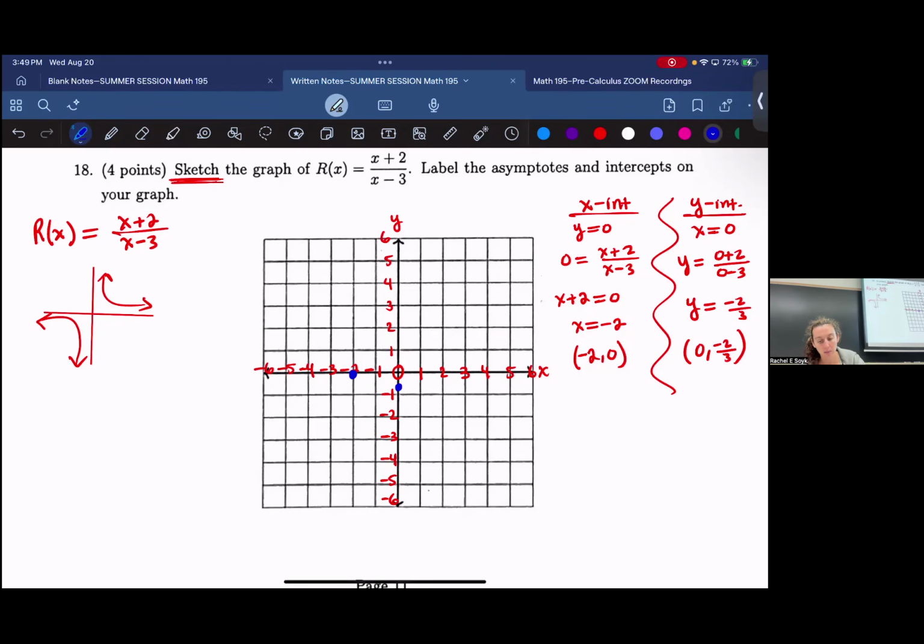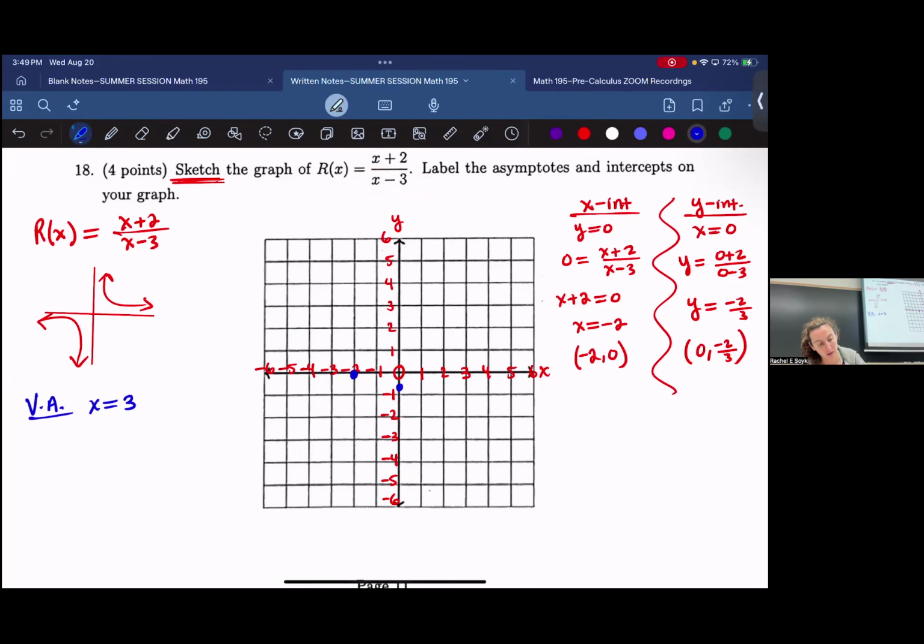Now let's put in our horizontal and our vertical asymptotes. Vertical asymptote is just what makes the function undefined. So when x is equal to 3. And then our horizontal asymptote, think about the end behaviors, but also think about the trick that I told you. It's just if the highest degree in both the numerator and denominator is 1, then it's just the division of the coefficients. So 1 divided by 1 in front of our x's is just 1. So your horizontal asymptote is just y is equal to 1.